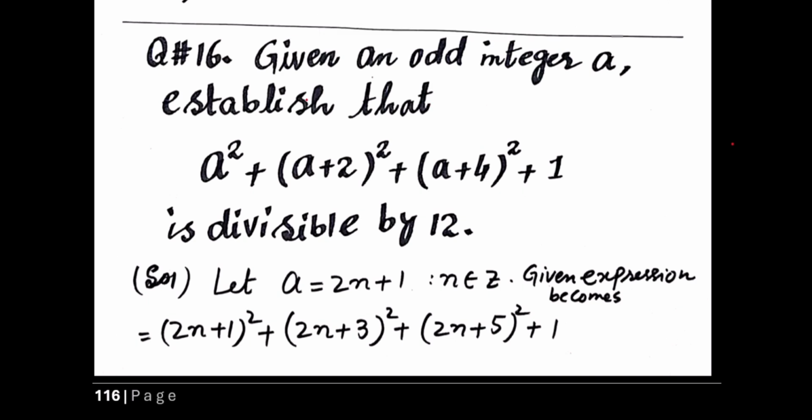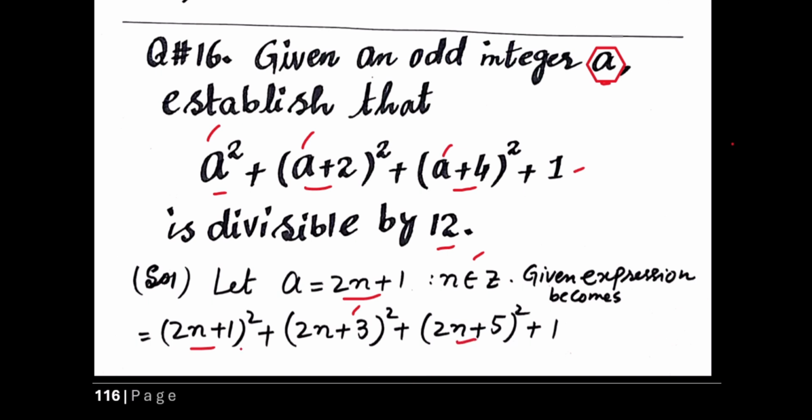Question number 16 can be stated as: given an odd integer a, establish that a square, (a plus 2) whole square, (a plus 4) whole square, plus 1, this sum of 4 terms is divisible by 12. As it is given that a is an odd integer, let a equal 2n plus 1, where n is an integer. Substituting a equal to 2n plus 1, we get (2n plus 1) square. When you put a equal to 2n plus 1 here, this becomes 2n plus 3. And lastly, this becomes (2n plus 5) whole square.